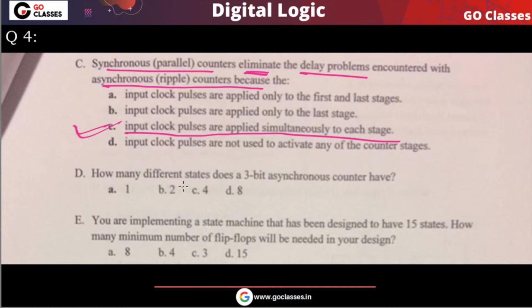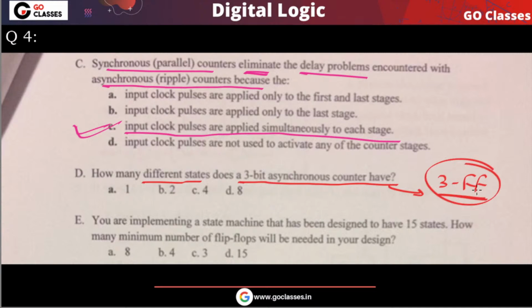Next, what is the answer for this? How many different states does a 3-bit asynchronous counter have? If you have a 3-bit asynchronous counter, it simply means there are 3 flip-flops. Each flip-flop can have 2 states, either 0 or 1. So finally, how many different states are there? That will be 2 power 3. So the answer will be 2 power 3.